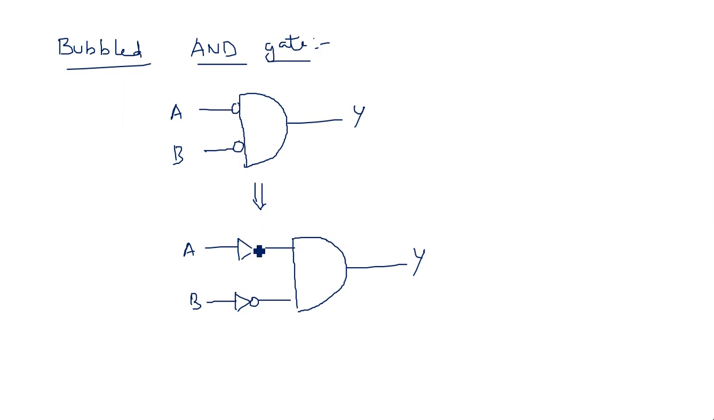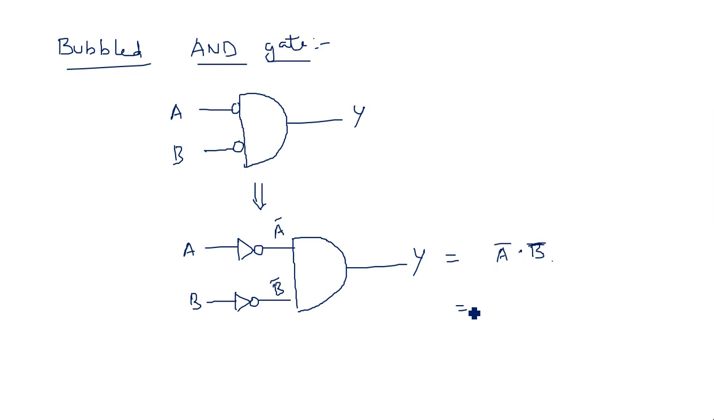So I have taken out the inverter from the bubbled AND gate, and this becomes A bar. When you pass this A bar and B bar at the input of this AND gate, the output is nothing but the product of these two. The standard operation of the AND gate is the product of the two inputs. So A bar into B bar.